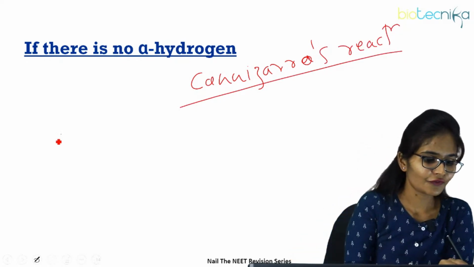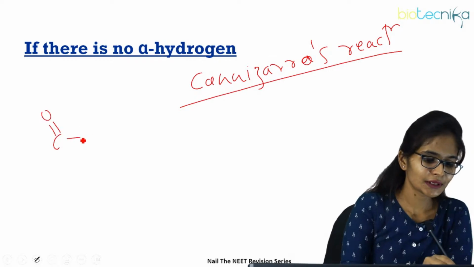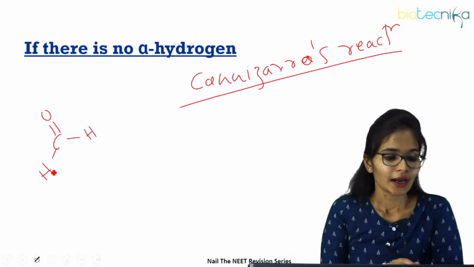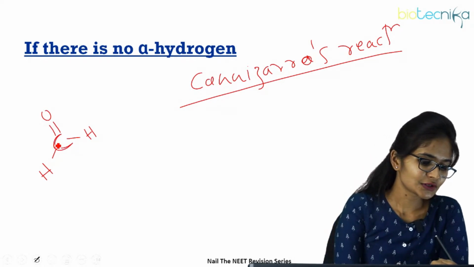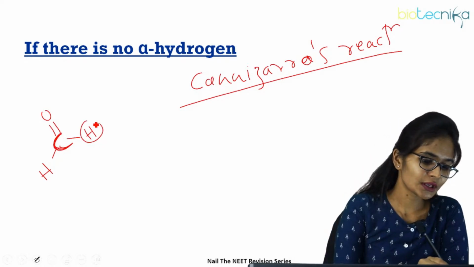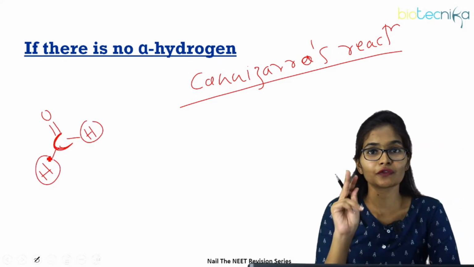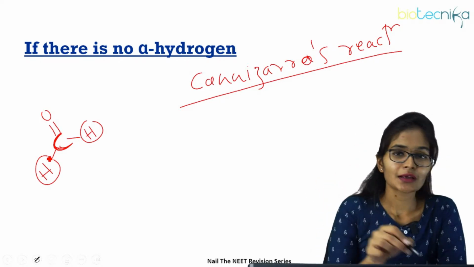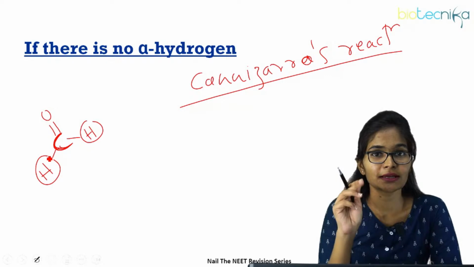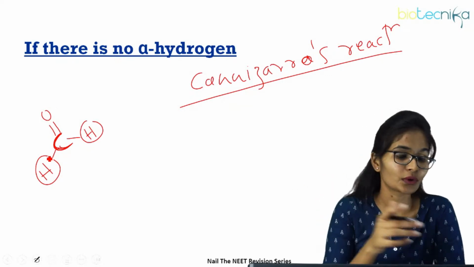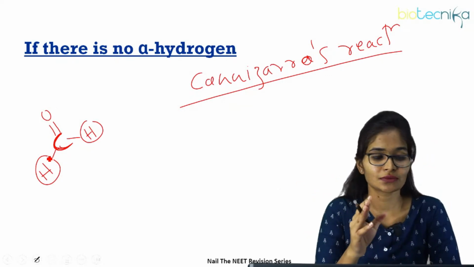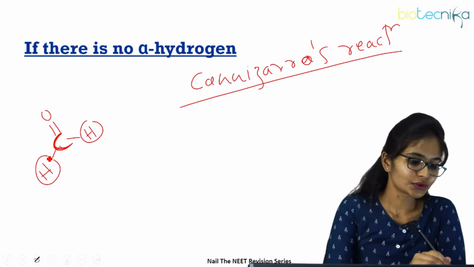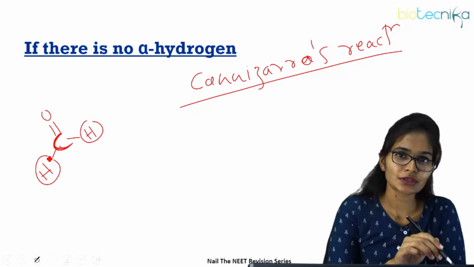Suppose you have formaldehyde, just a simple example I will give. You can see adjacent to this carbonyl group there is no other carbon. Simply you have two hydrogens, right? So what is alpha hydrogen? The carbon adjacent to the carbonyl carbon, which is carrying 3 hydrogens or 4 hydrogens, whatever hydrogens you can see adjacent to it, we call it the alpha hydrogen, right? So now you cannot see any alpha hydrogen or alpha carbon.